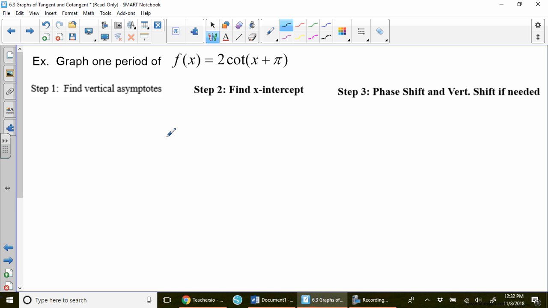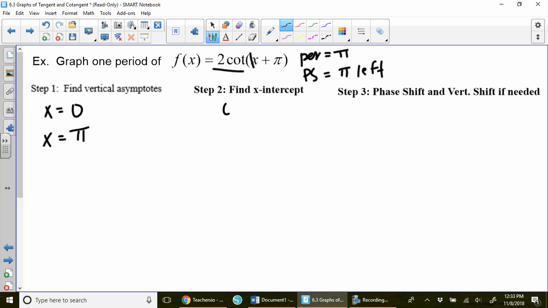So first thing we want to do is identify the period and the phase shift. So the period is pi over b. B is just 1, so my period isn't changing, it's just pi. But my phase shift is c over b, so it's going to be pi, and I'm moving to the left. All right, so for a cotangent function, my first vertical asymptote is going to be 0. My second one is going to be the period away from that. So that's easy. That's pi. And my x-intercept is going to be directly in between my two vertical asymptotes.